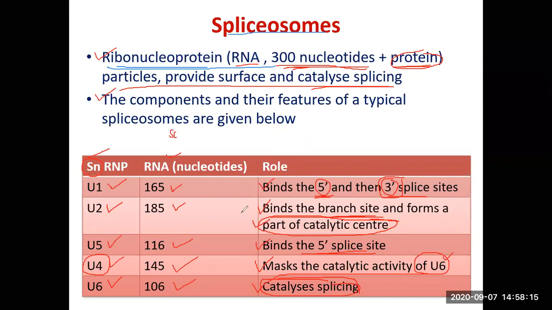So how does it recognize and specifically bind to the 5' splice junction? The answer is very simple: it has got a sequence which is complementary to the consensus sequence present at the 5' splice junction. It has got a sequence which is complementary to the consensus sequence present at the 3' splice junction. U2 goes and binds to the branch site. How does it do it? Again, the answer is simple: this RNA of U2 has got a sequence which is complementary to the consensus sequence present at the branch site.